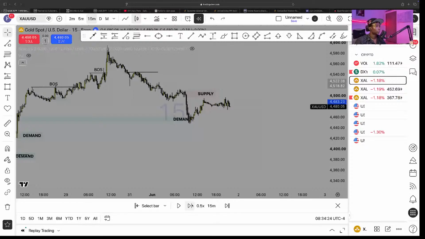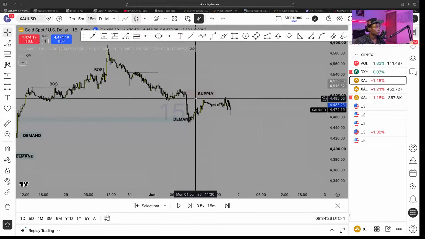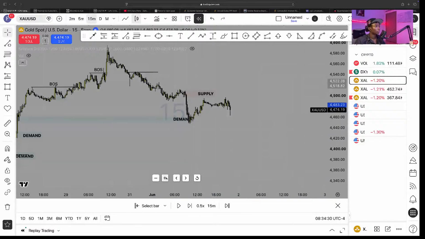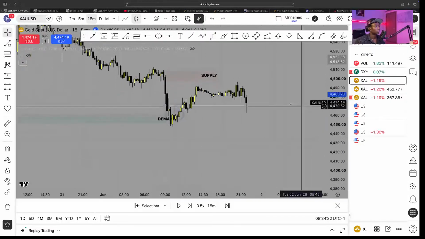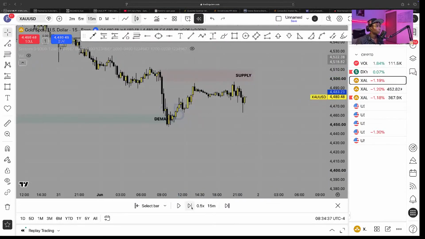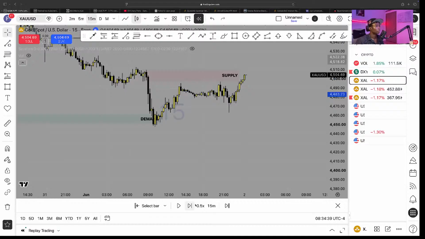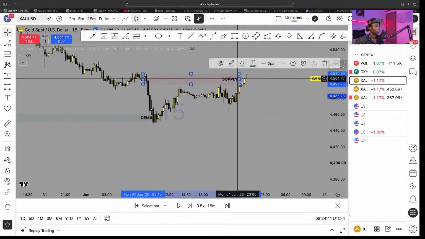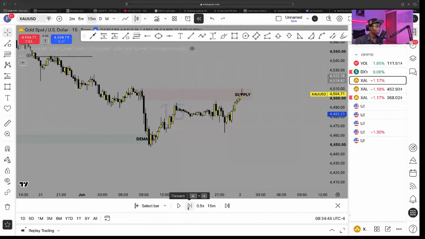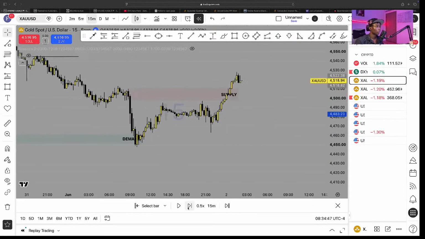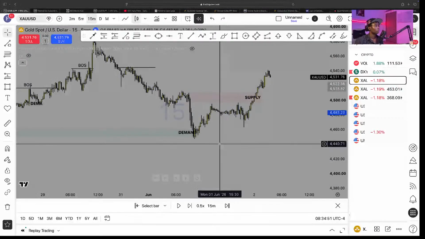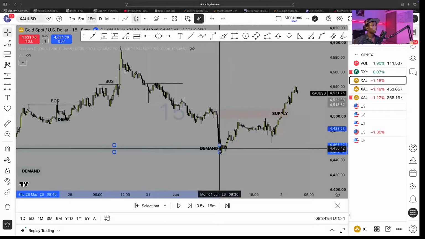Price respecting the low. Price just took that out. Price is bouncing around our supply zone. Yeah, price just moved into our supply zone. Let's see if the supply is gonna hold. No, the supply failed. That means this demand was a very strong demand.